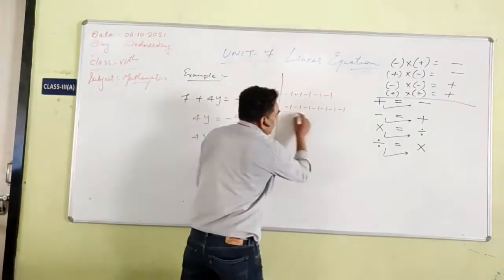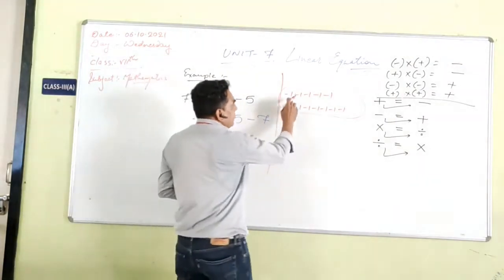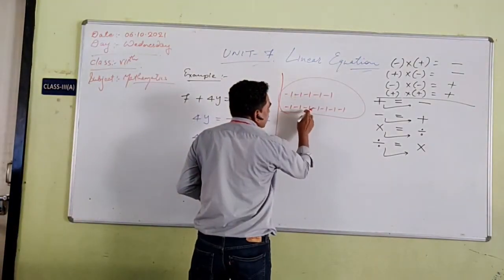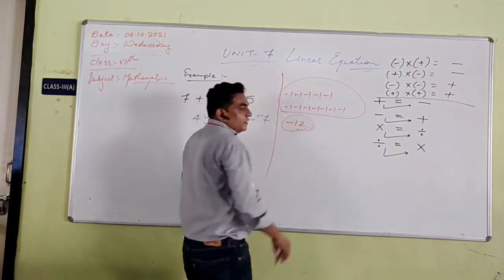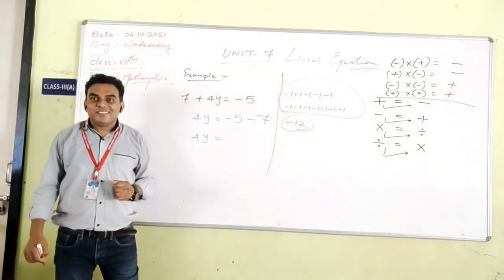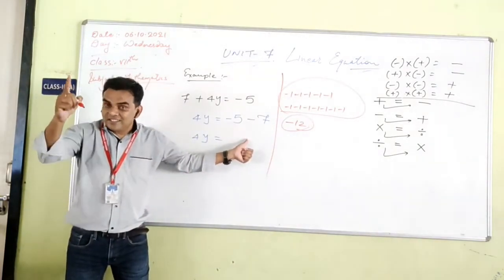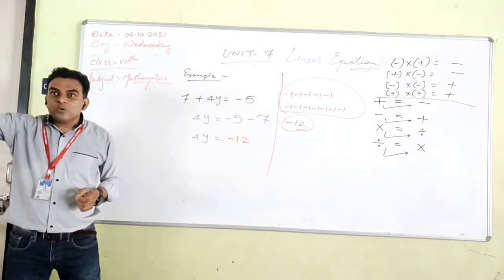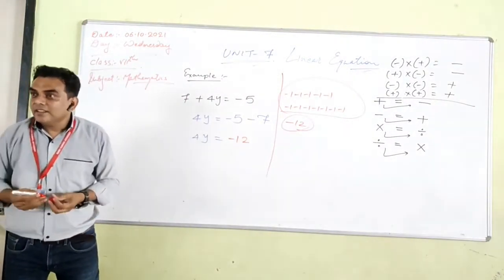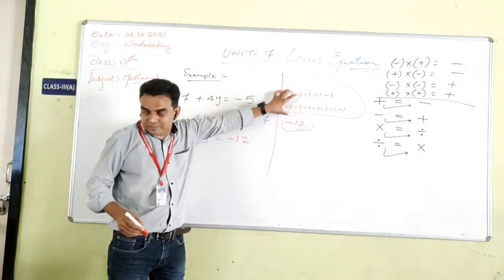Understood? Now, whenever you calculate this one, how many times is it? 1, 2, 3, 4, 5, 6, 7, 8, 9, 10, 11, 12. It is minus 12. So, minus 5 minus 7 will be minus 12. Now, got it? Any question? Yes? Yes, I can explain this again. Okay? Okay, no problem.